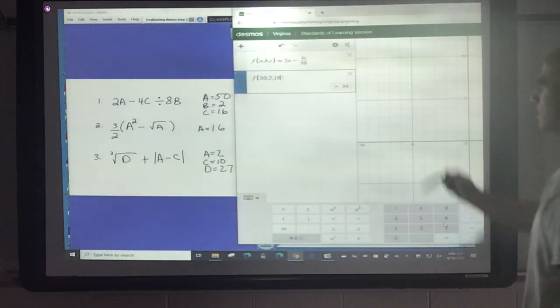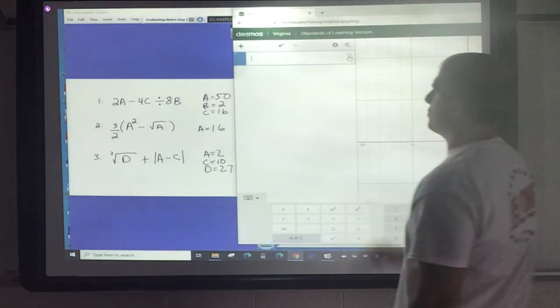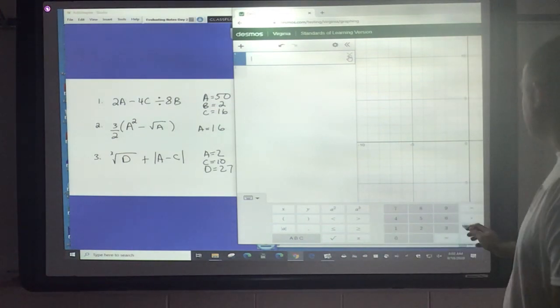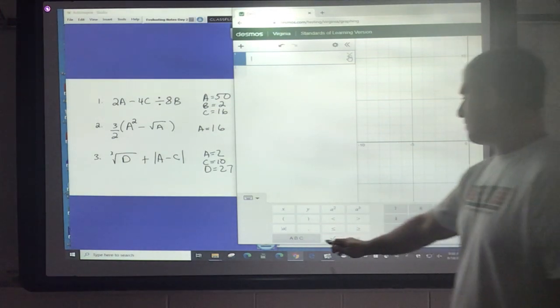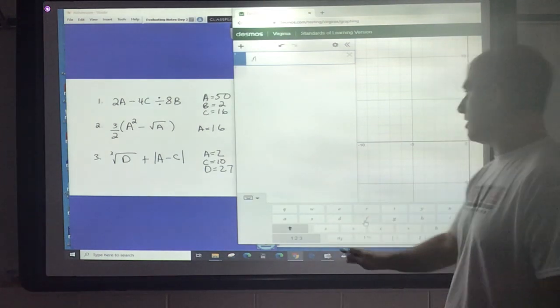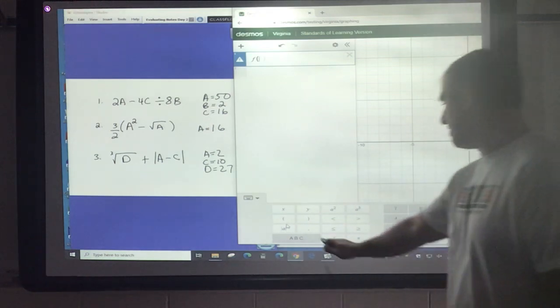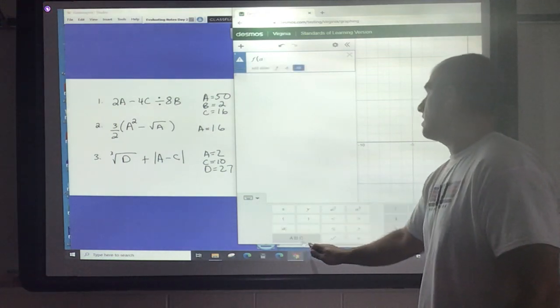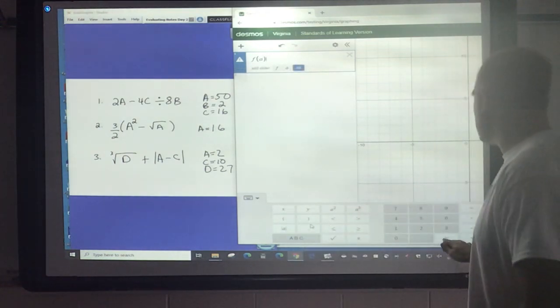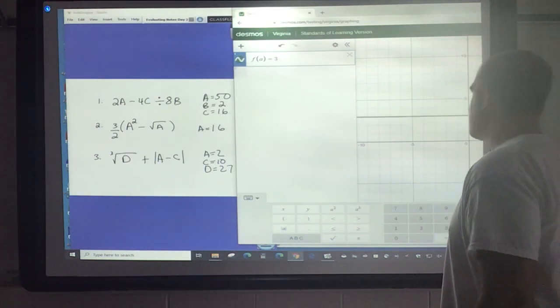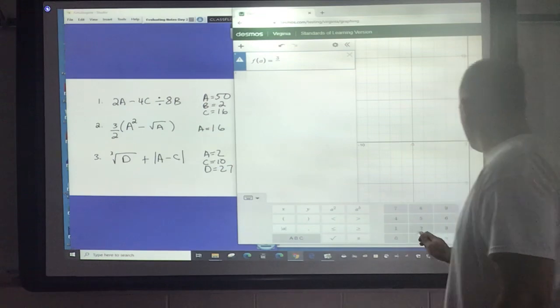All right, let's go back. We'll do the second one. Now, when you have a fraction with Desmos, it's really easy. Let's start with our function. Now, as you see, I only have one letter. So parentheses, A, close my parentheses, equals. I only have one letter in that. So this is easy with Desmos. 3 divided by 2.